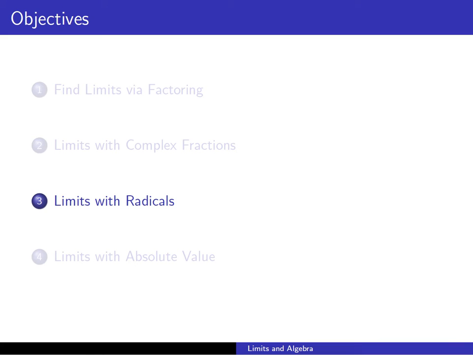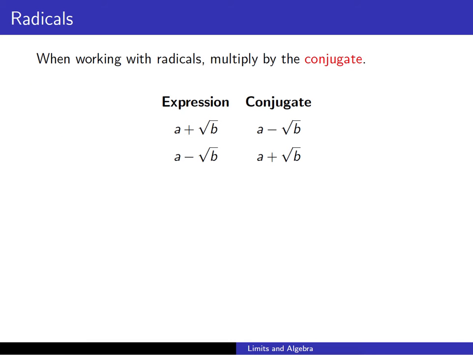Alright, in this video we're going to take a look at evaluating limits involving radicals. When working with radicals, we're going to multiply by the conjugate of the radical. For instance, if we have an expression such as a plus the square root of b, the conjugate is a minus the square root of b, and vice versa. If we have a minus the square root of b, it's a plus the square root of b.